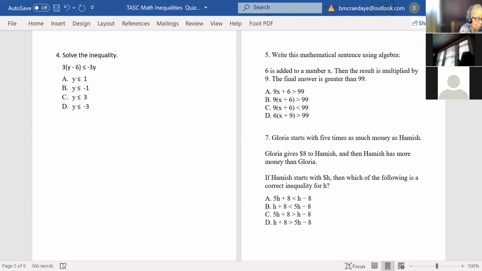Okay. Tell me if you get A, B, C, or D. Okay. So this is 3y minus 2, 6 is 18.